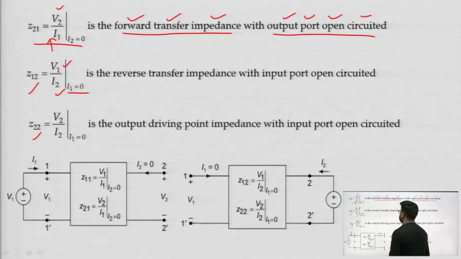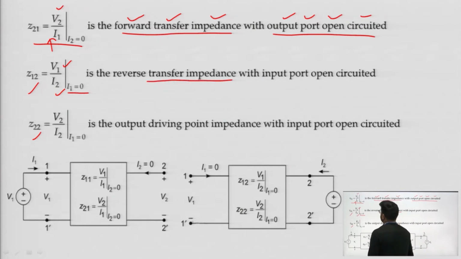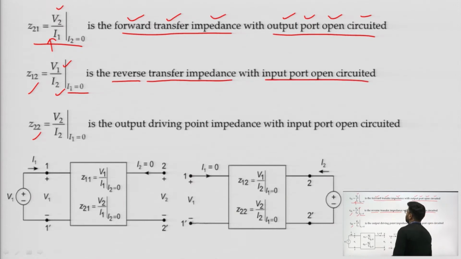Again, two different ports are associated. So, we will get transfer impedance, and because we are getting the ratio of input to output, we will get the term as reverse transfer impedance with input port open circuited, because we have kept I1 equal to 0, which is the current at input port.